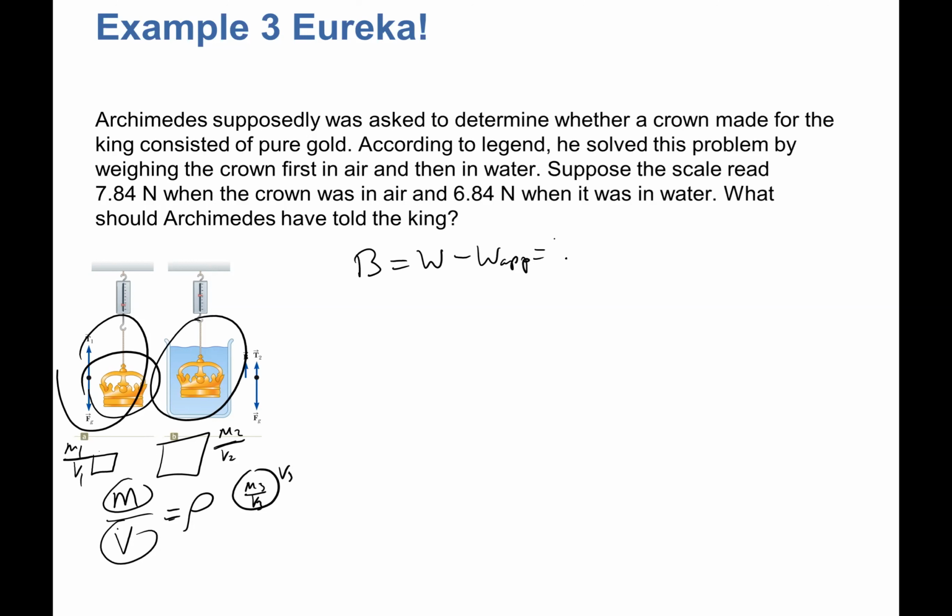That means 7.84 newtons minus 6.84 newtons gives me 1 newton as a buoyant force. Now, what can buoyant force give us? Well, we know that buoyant force is equal to the weight of the displaced fluid. That means it's equal to the weight, which can be written as density of fluid times volume of the fluid times g.